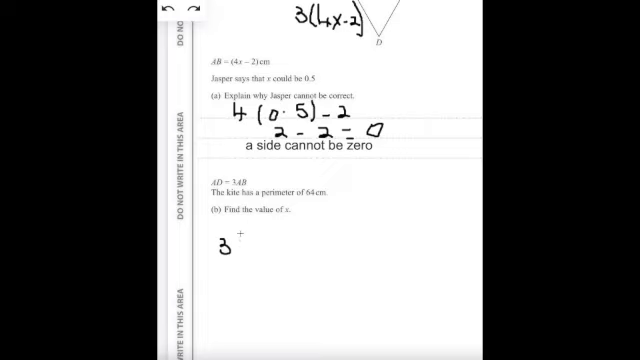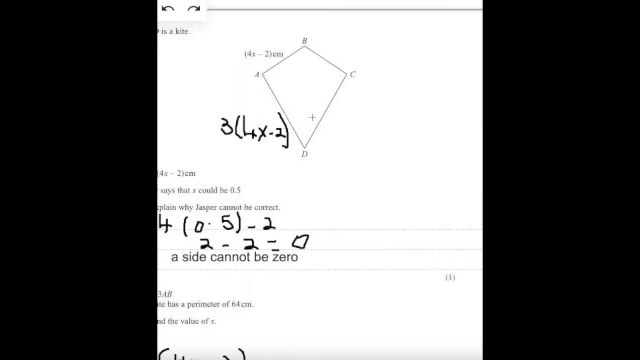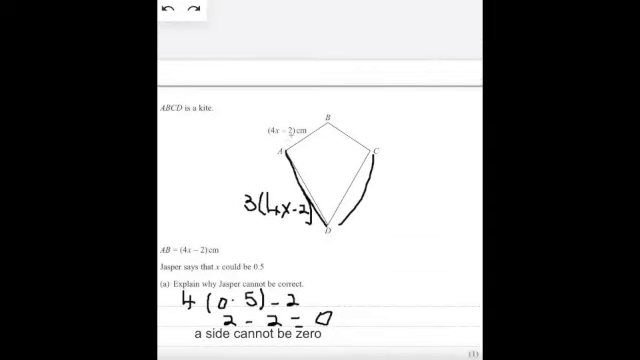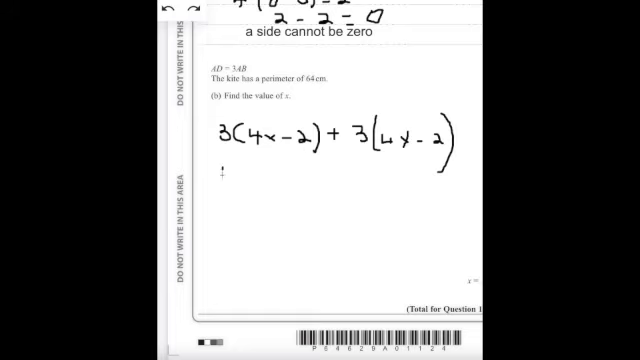Because of the shape of it, you know that a lot of the sides are equal. So because AD is 3 times 4x minus 2, you know CD is the same. So the perimeter, everything on the outside, is 3 lots of 4x minus 2, and then plus the other two, so plus 4x minus 2 plus 4x minus 2.